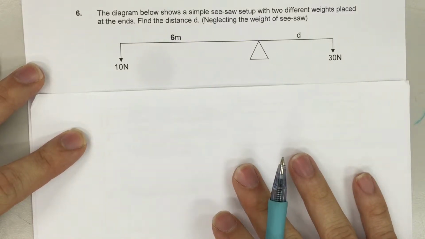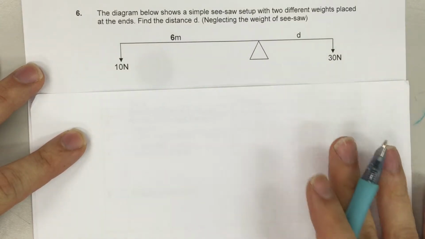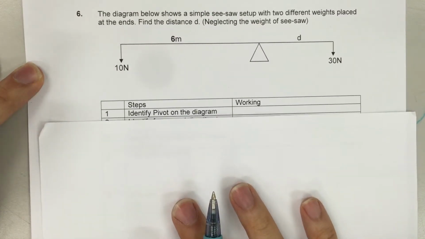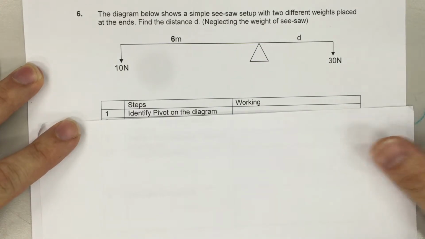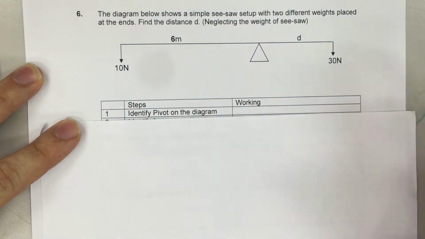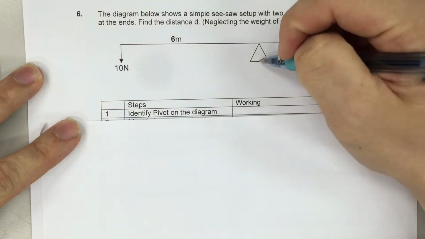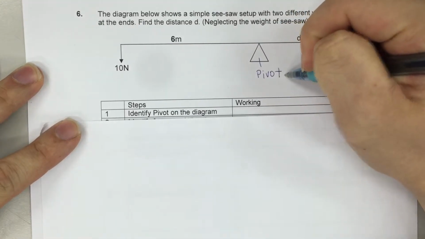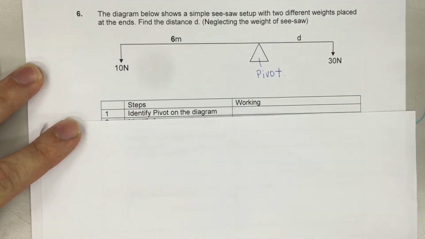I'm just going to show you 5 simple steps that you should always apply when solving these kinds of questions. Alright, step 1, identify the pivot on the diagram. Firstly, looking at this diagram here, which one is the pivot? As you can see here, this will be your pivot. Before you start solving the question, it is always very important to know where the pivot is.